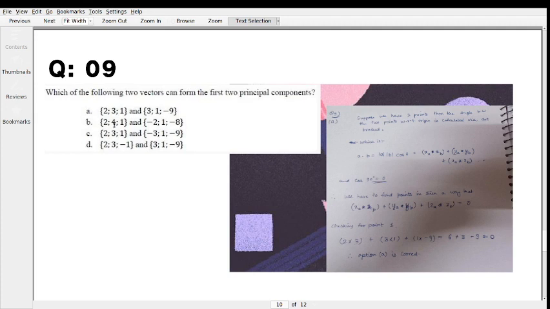I have added the points for option A. This 2 and this 2 are multiplied, then this 3 and this 1 are multiplied, then this 1 and this minus 9 are multiplied. So the sum is 0, so option A is correct. I haven't checked for B, C and D, so you guys can check.